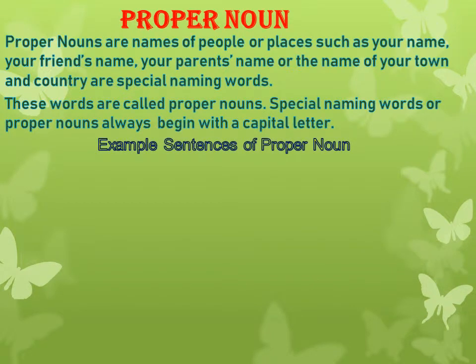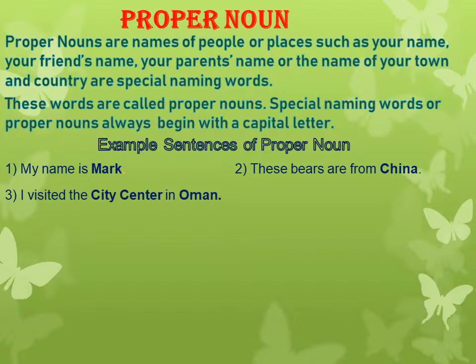Example sentences of proper noun: 1. My name is Mark. 2. These bears are from China. 3. I visited the city center in Oman. 4. Albert Einstein was born in Germany.